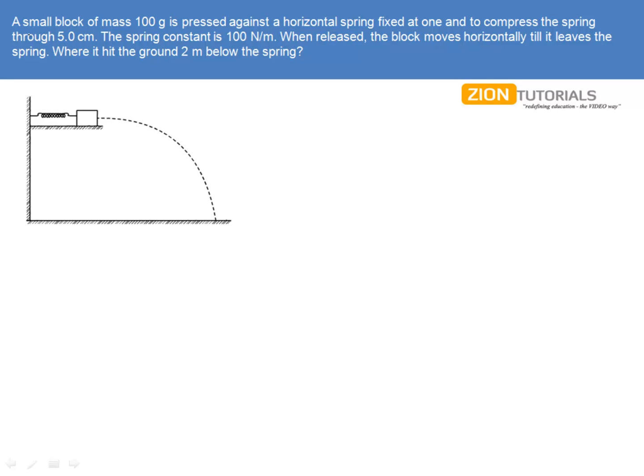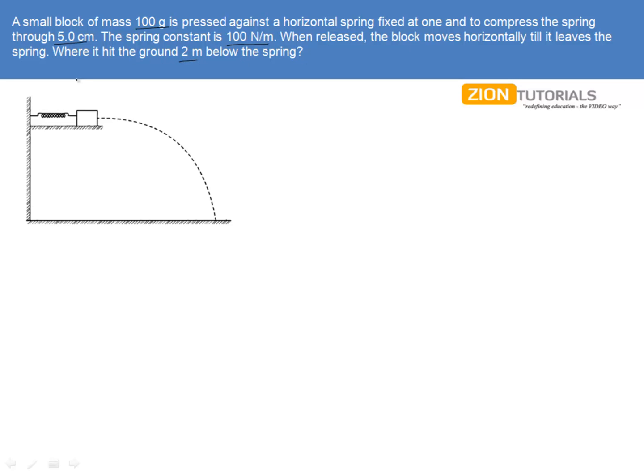As the question says, a small block of mass 100 grams is pressed against a horizontal spring fixed at one end to compress the spring through 5 centimeters. The spring constant is 100 Newton per meter. When released, the block moves horizontally till it leaves the spring, where it hits the ground 2 meters below the spring.